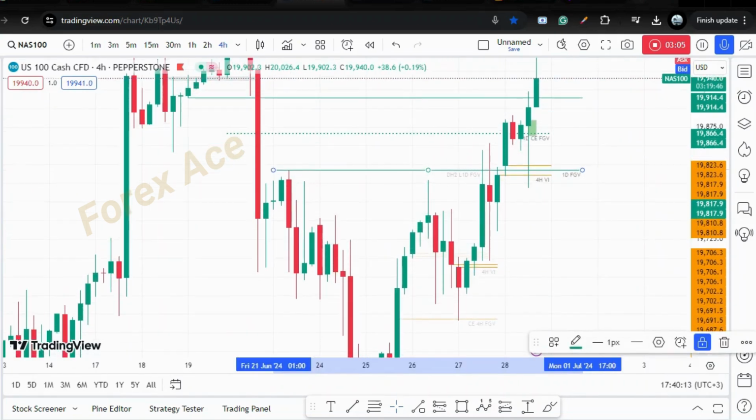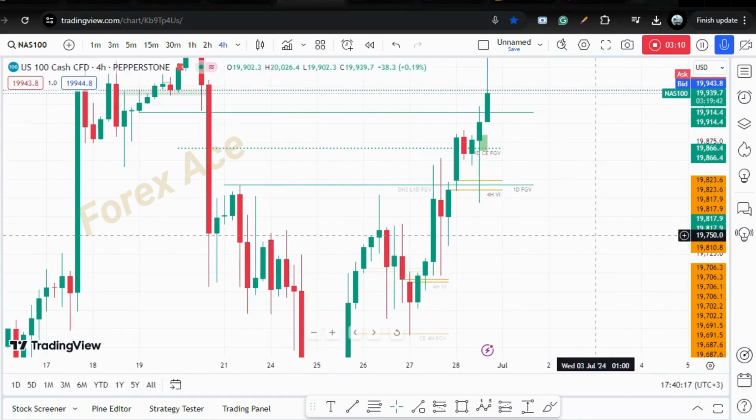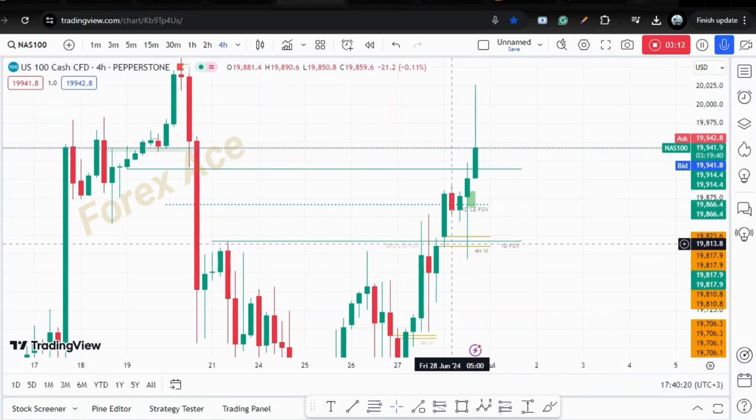Now look at the gap. The gap is so beautiful. There was a gap here as well. I was able to catch a trade with it, and look at this. Here's the gap. Opening gap.